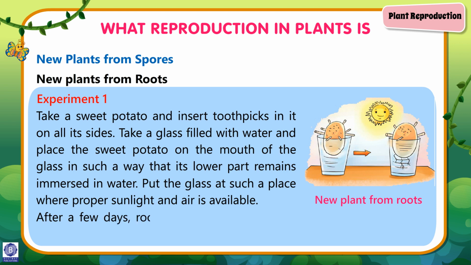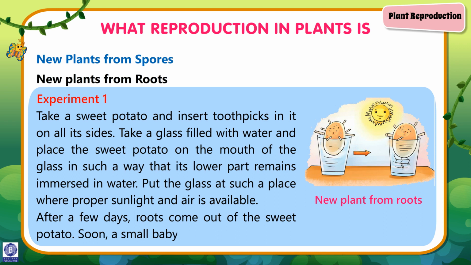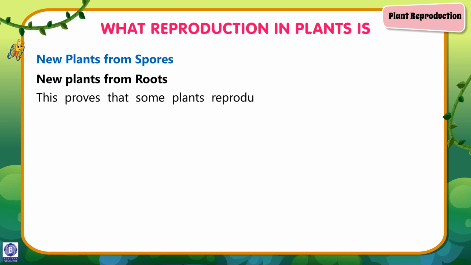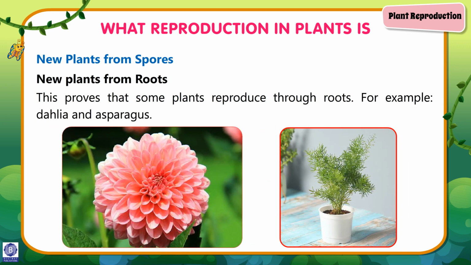After a few days, roots come out of the sweet potato. Soon, a small baby plant grows out of it. This proves that some plants reproduce through roots. For example, dahlia and asparagus.